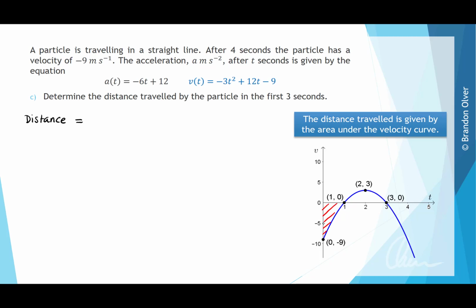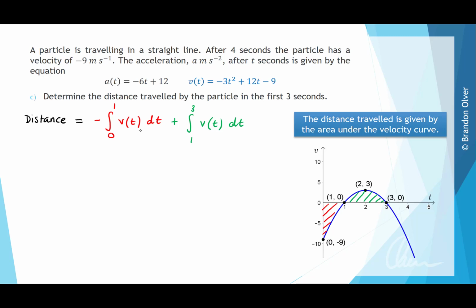And because it's below the axis, we're going to introduce a negative symbol to make it positive. So the area is equal to negative times the integral of 0, the bottom x value, to 1, which is the top x value, for v of t dt. And then we're going to add on the area under the curve for the next part, which is going to be adding on the integral between 1 and 3 of v of t dt.